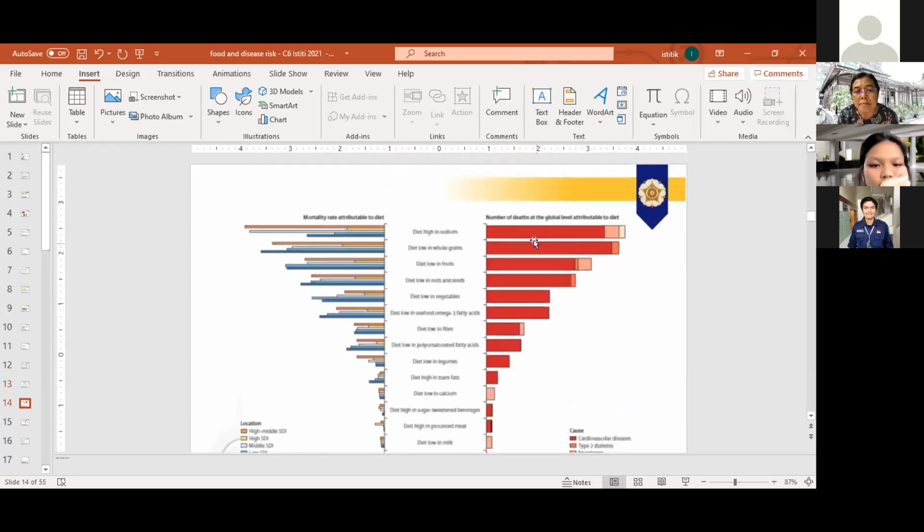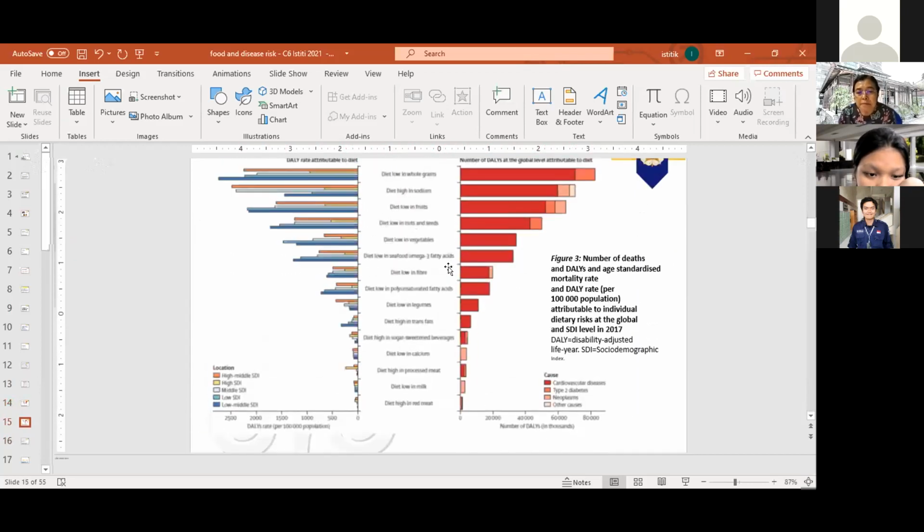The next one is, can you see this? Mortality attributable to diet. Here, diet high in sodium, diet low in whole grains, diet low in fruit, diet low in nuts and seeds. The first one is diet high in sodium, and the mortality attributable here is very high. So deaths from high sodium come first here, very high. Possibly because in Yogyakarta too, hypertension is at the highest rate.